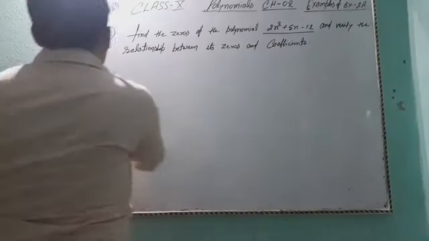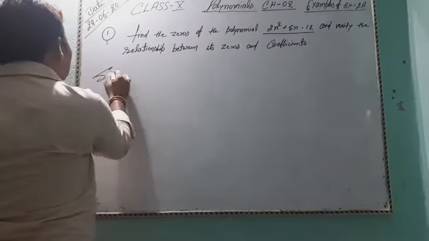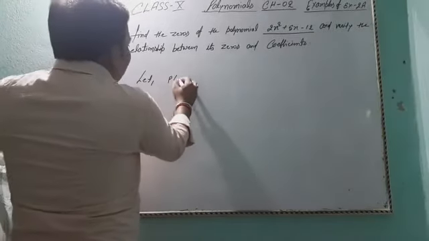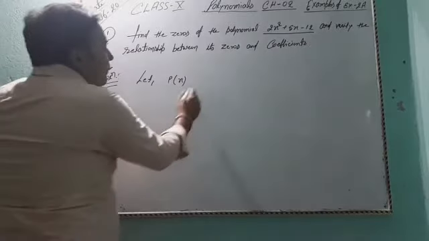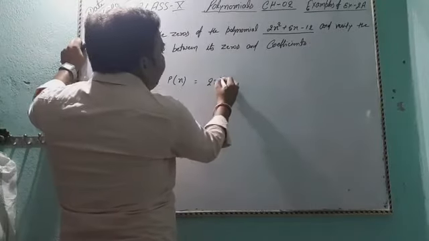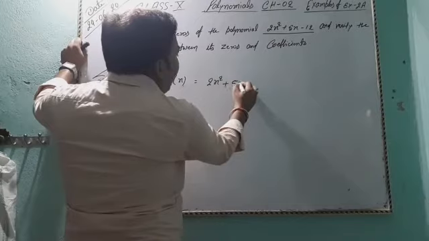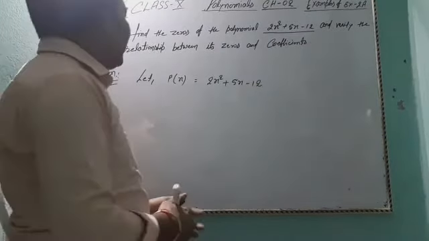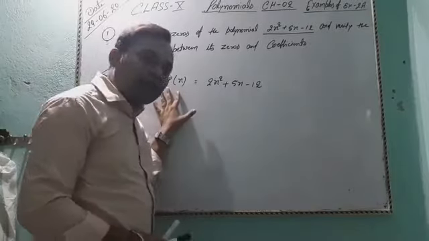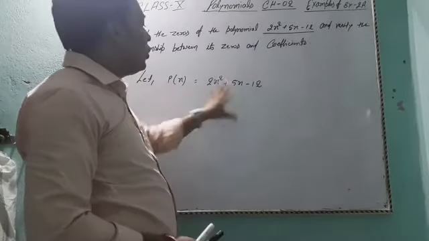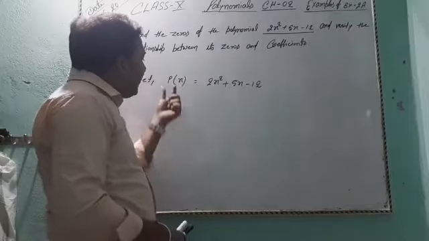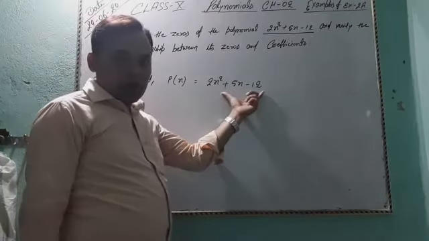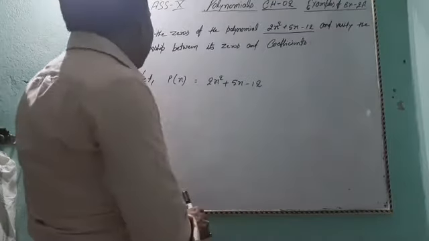Start the solution. Let p(x) equal 2x square plus 5x minus 12. Students, p stands for polynomial, and x is the variable of this polynomial. Okay, so let p(x) equal 2x square plus 5x minus 12. So we factorize p(x).